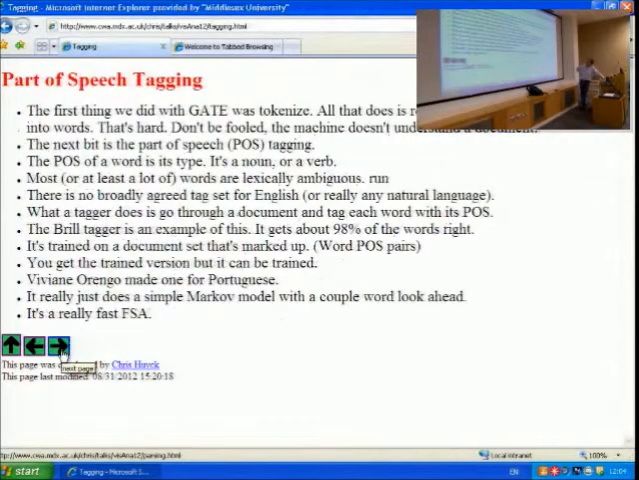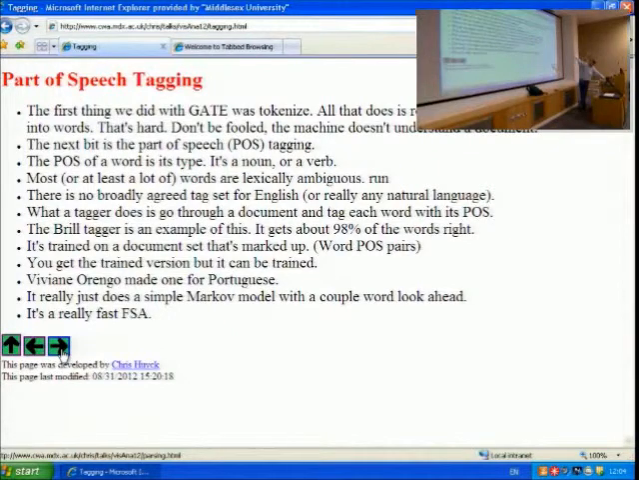Okay. So the first thing we did with GATE was tokenize. All that does is read the document and break it into words. That's hard. Don't be fooled. The machine doesn't understand the document. It's called natural language understanding. I do artificial intelligence. We're not close. They don't really understand the documents. They're doing really stupid things.